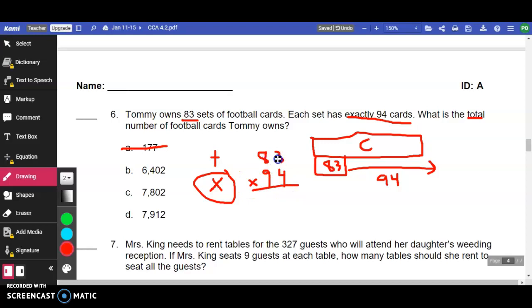Well, what's 83 times 4? 3 times 4 is 12. 8 times 4 is 32, plus 1 equals 33.